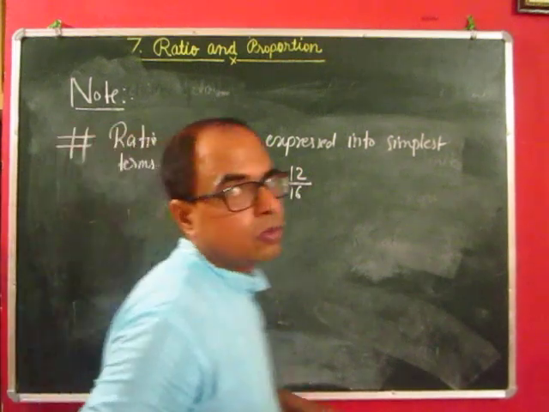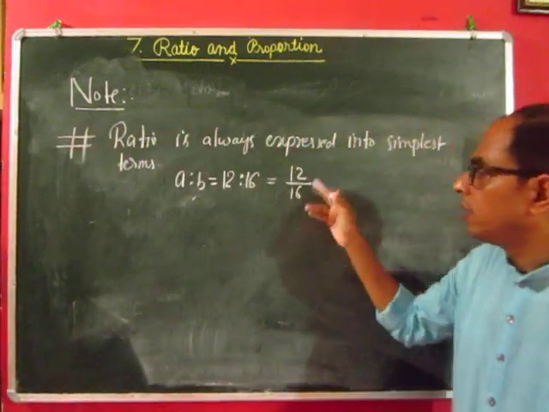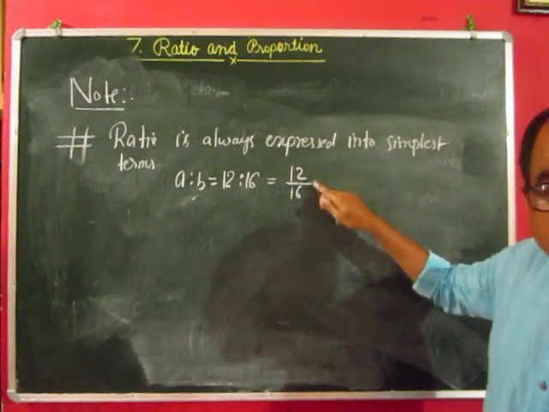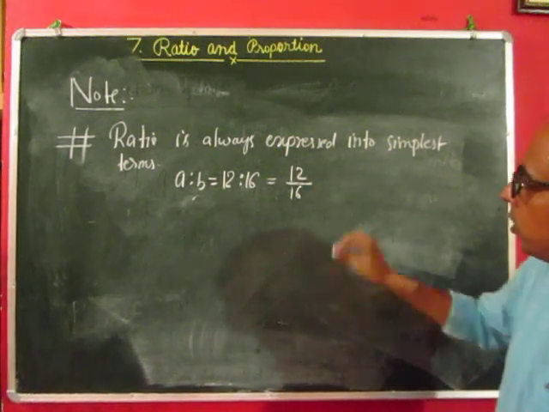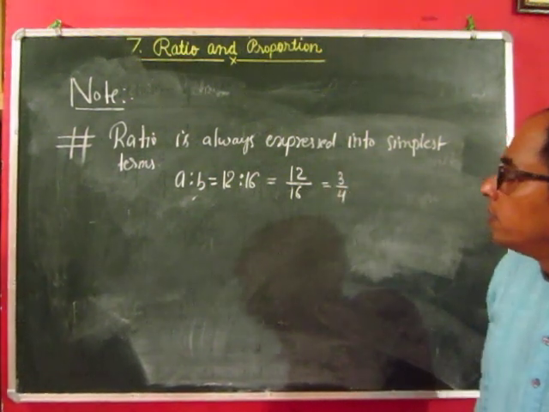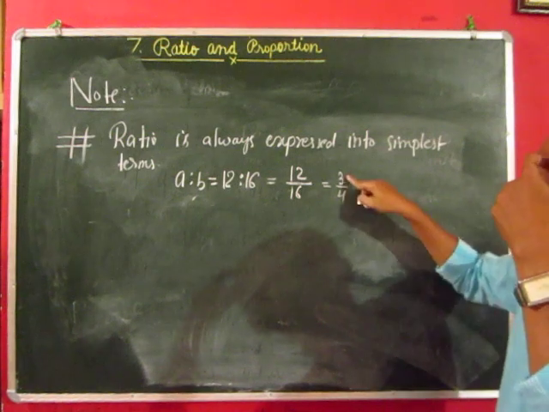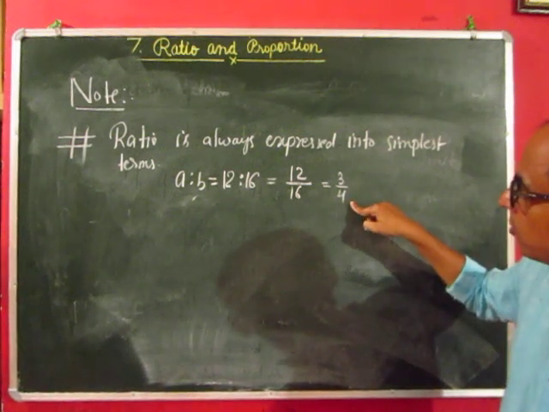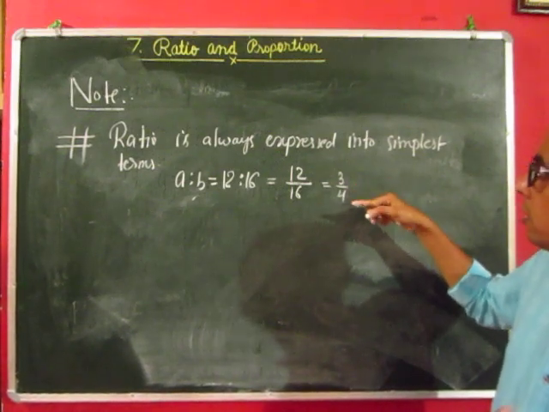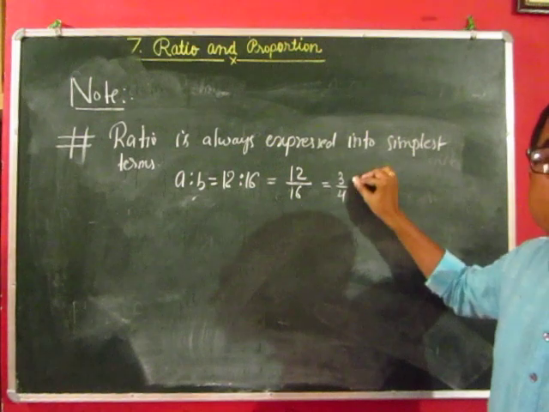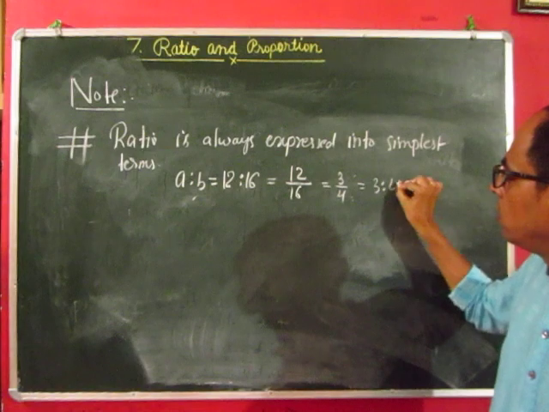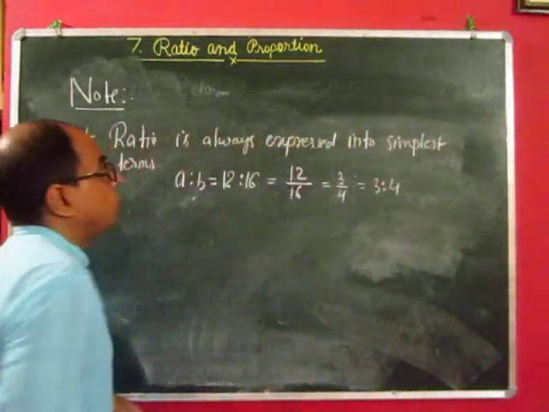Now the terms of this ratio are not simplest. Clear? These two terms have a common factor. Clear? And that common factor is 4. So it can be written as 4 3s and 4 4s. Now these two terms are simplest. Simplest means what? These two terms have no common factor, or you can say that these two terms are co-prime of each other. Clear? So 3:4 is the simplest form of this ratio.